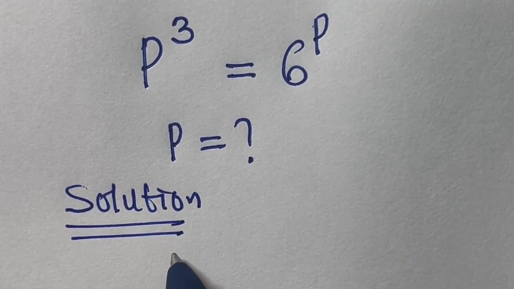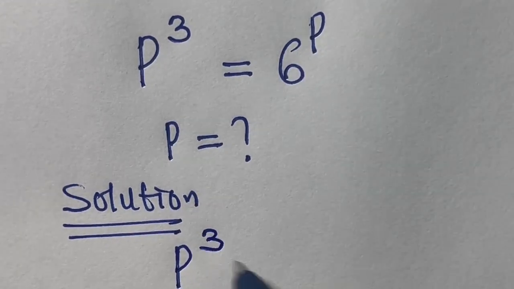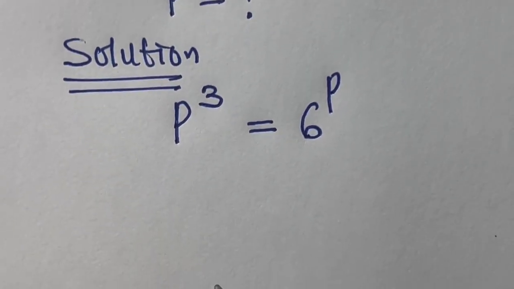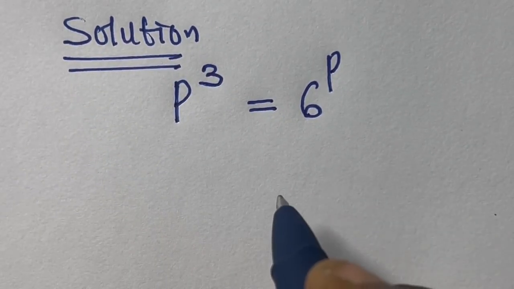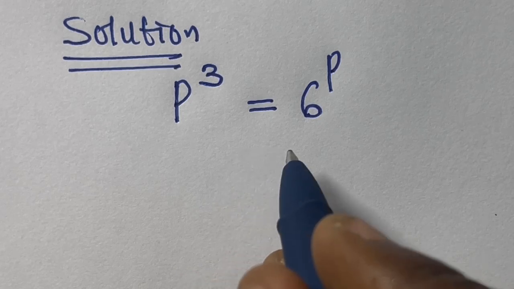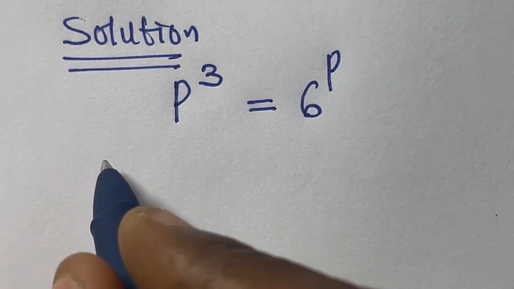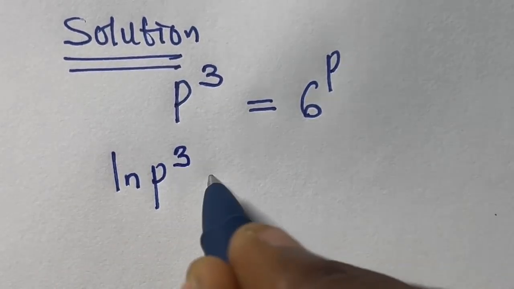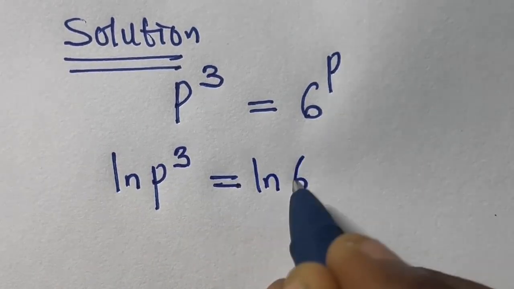Our given equation is p raised to power 3 equals 6 raised to power p. So from here, what we need to do first is to introduce ln to both sides. So we have ln p raised to power 3 equals ln 6 raised to power p.